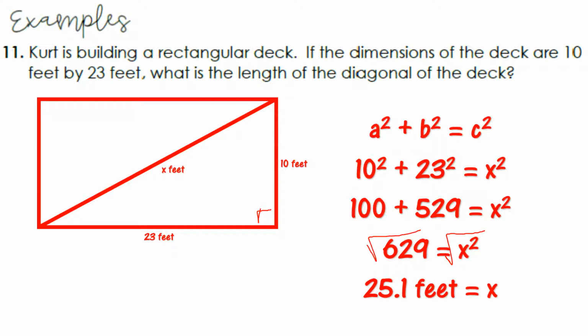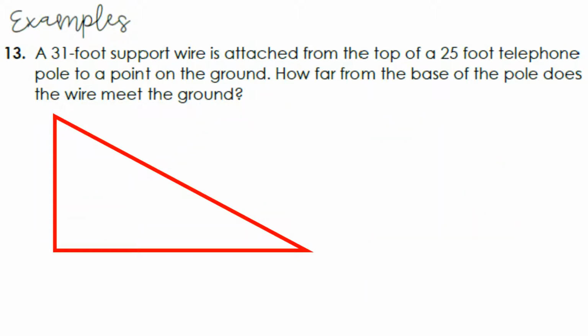I'm going to look at the next example. Example 13, I've got a triangle drawn here. It says a 31-foot support wire is attached from the top of a 25-foot telephone pole to a point on the ground. So my wire that runs diagonally is 31 foot. My pole is 25 foot tall. I want to know how far from the base of the pole does the wire meet the ground. So I'm looking for that x feet on the bottom.